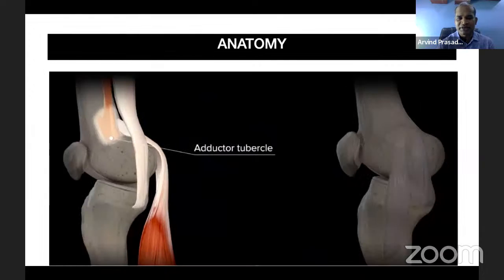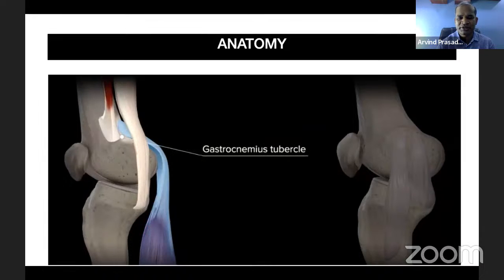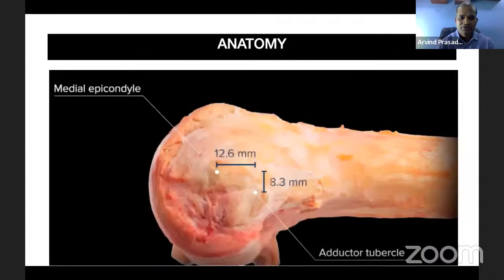Then there is the adductor magnus, which attaches over the adductor tubercle, and the gastrocnemius muscle, which originates from the gastrocnemius tubercle also. So the relation of all these tubercles is very important, particularly at the time of reading an MRI, as well as if we are planning for surgical treatment. The adductor tubercle is around 12 millimeter proximal, as well as 8 millimeter posterior to the medial epicondyle.